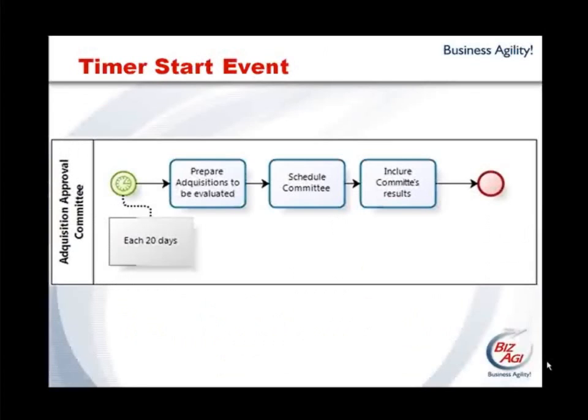In this example, we can see a process that should be performed every 20 days. We use a timer start event for this. Remember that it is also possible to use this event to determine that a process starts on a specific date.